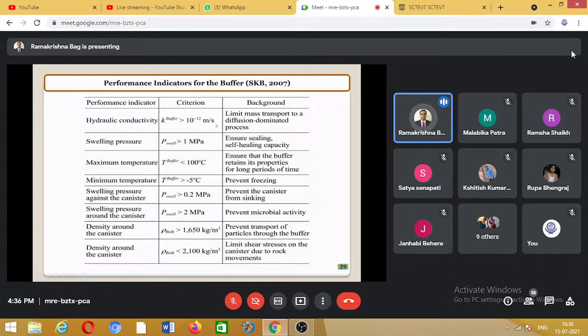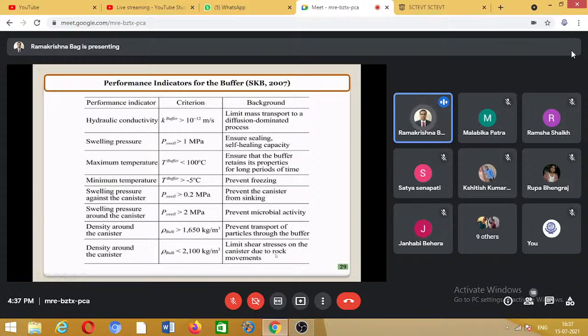And the hydraulic conductivity is to limit the transport of the diffuse dominant process. So if you allow more water to flow, there are a lot of chemical and other flow will take place. To limit this, you require this.